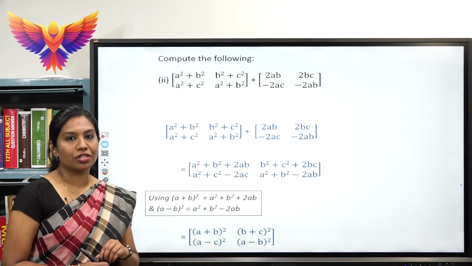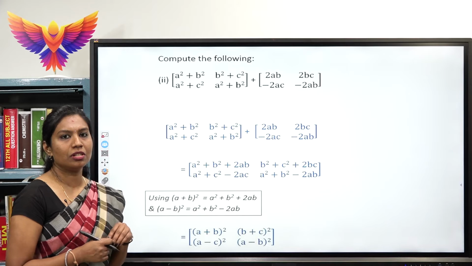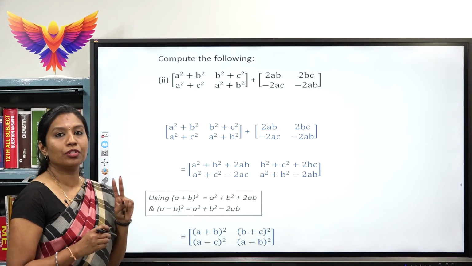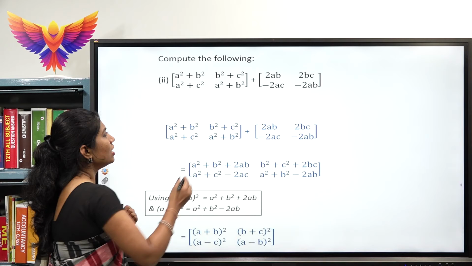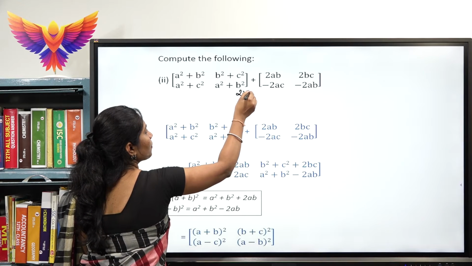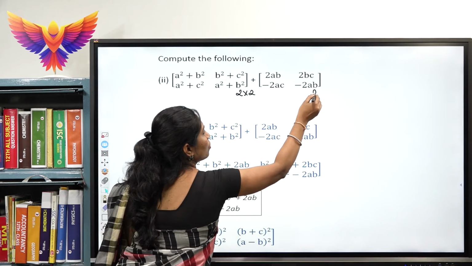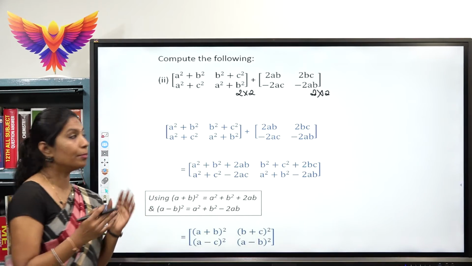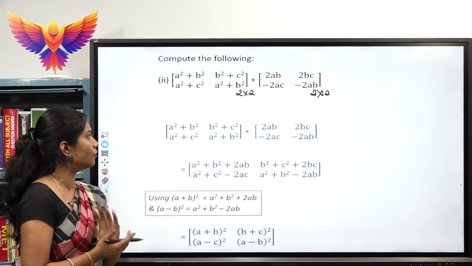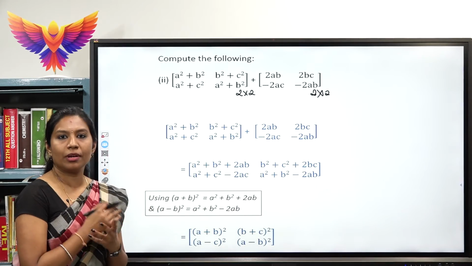We have another question here, a similar kind of question. Again we can see the sum of the 2 matrices that has been given. The first matrix is again a 2 cross 2 matrix. Even this is also a 2 cross 2 matrix. Maybe the elements within the matrix are different, but we have a 2 cross 2 matrix itself. So, the corresponding elements need to be added.